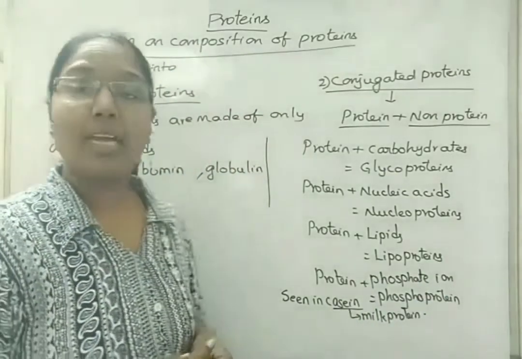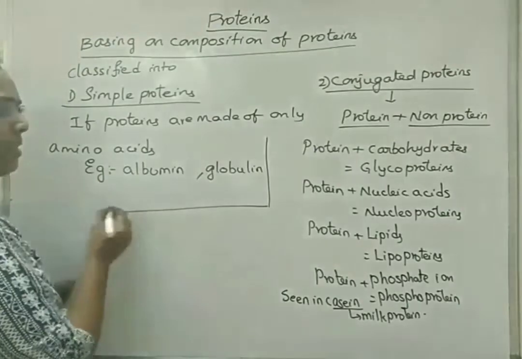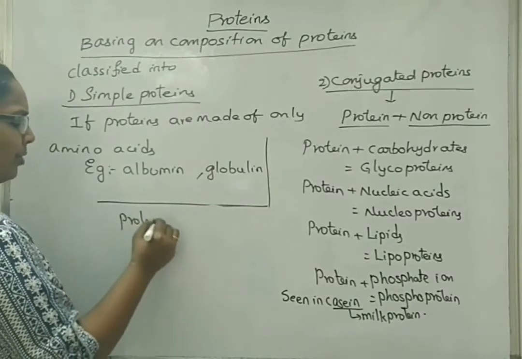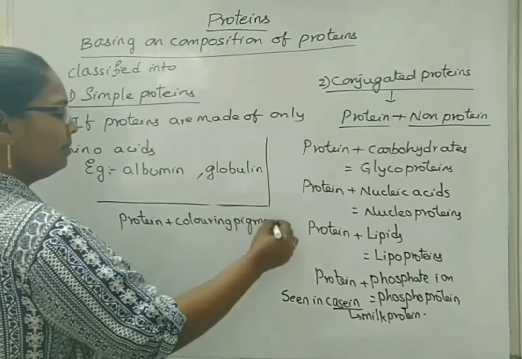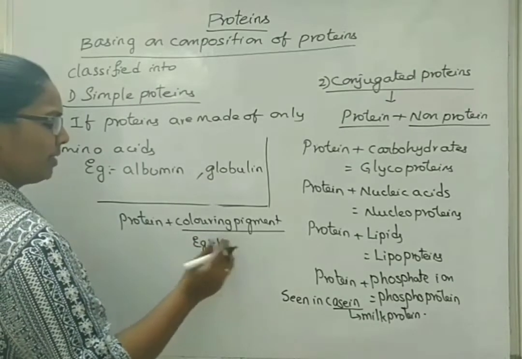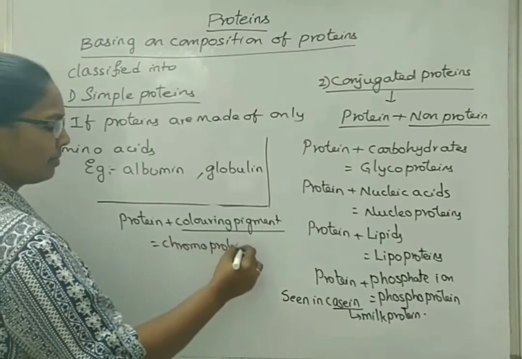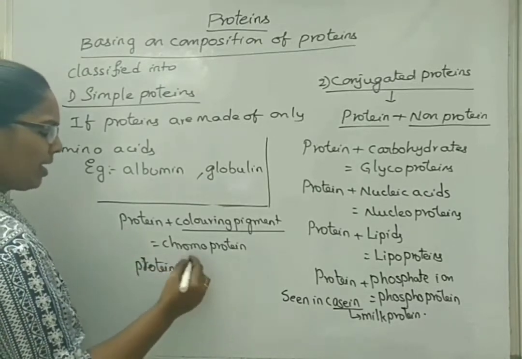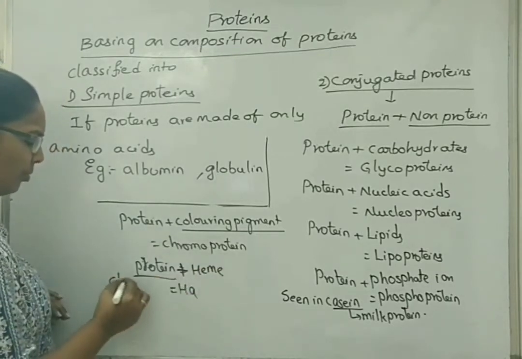Proteins also bind with some of the coloring pigments like heme, then form into hemoglobin. Globin part is a protein. Protein plus coloring pigment, for example heme. So basically we can give a term like chromoprotein. The same chromoprotein, if it is having heme, then we are calling it hemoglobin, because this protein can be a globular protein.